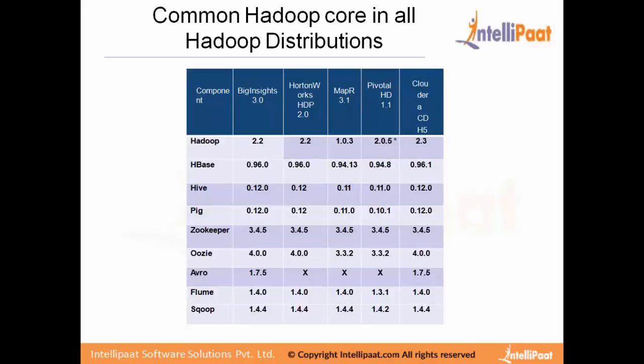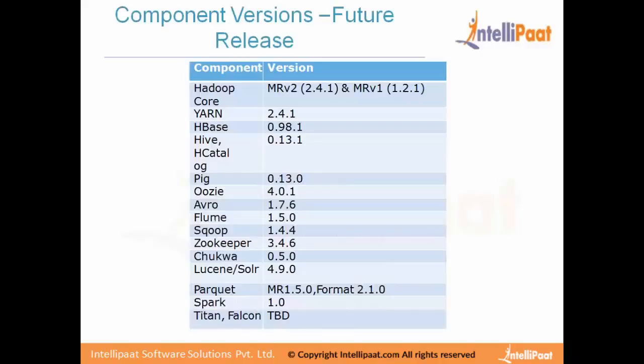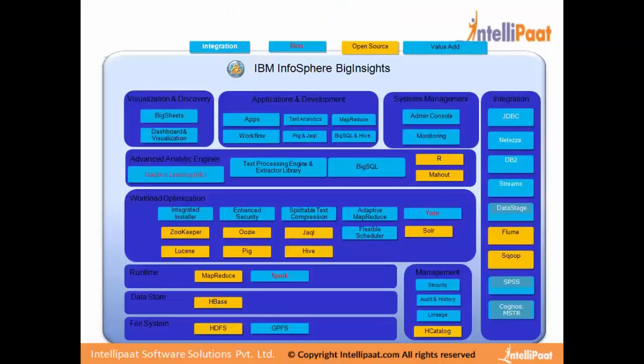So this is a future release in IBM Bigdata. These are all the components and these are all the ecosystems versions that will be available in the future release. This is a high level IBM InfoSphere Bigdata architecture: what systems are available and how they are integrated inside the Bigdata distributions.